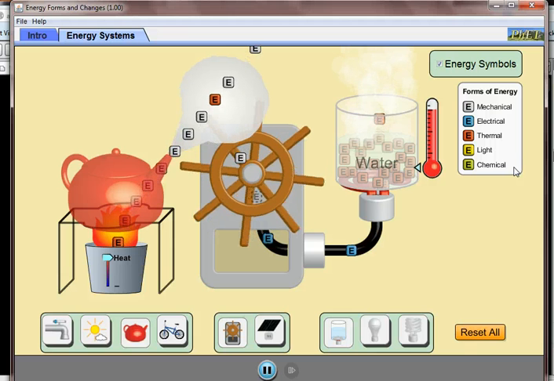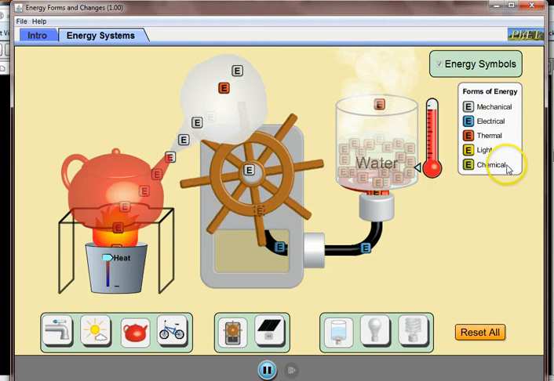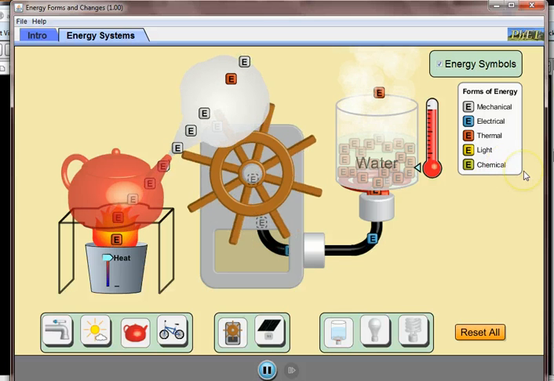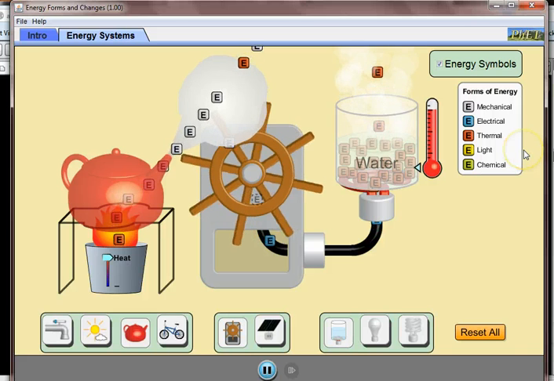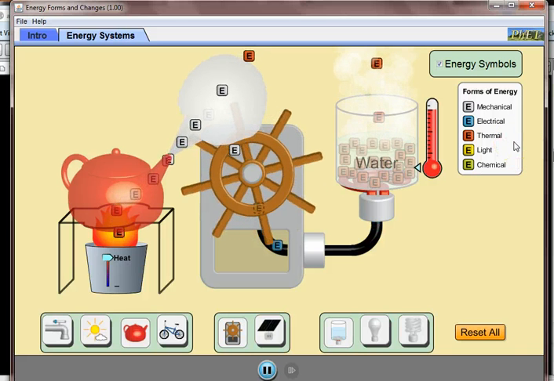Yes, we can convert heat into any other form. We can convert heat into chemical energy. Chemicals actually have heat in them. Light also has heat. Thermal, it's a form of energy. It's nothing much.